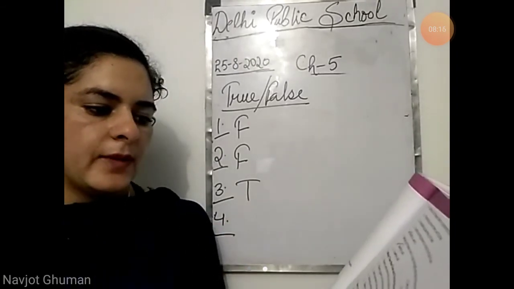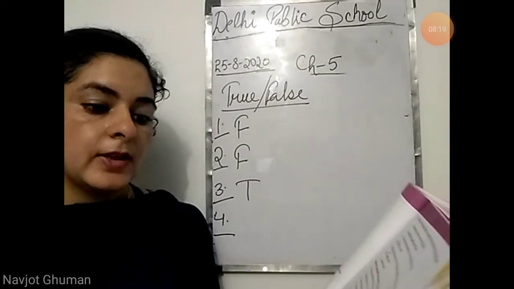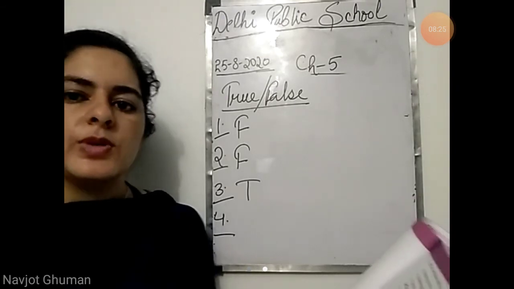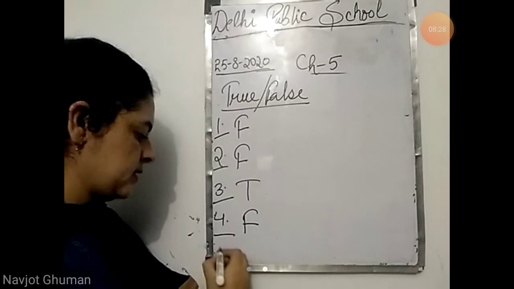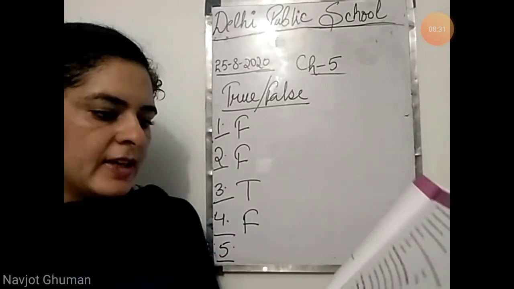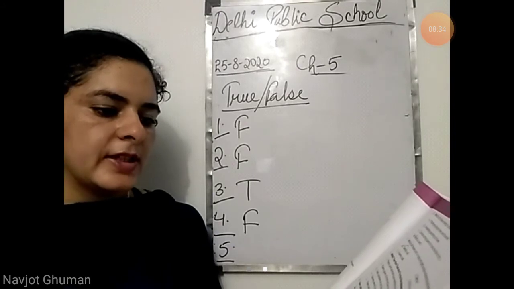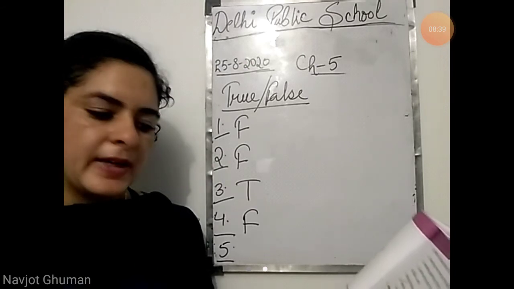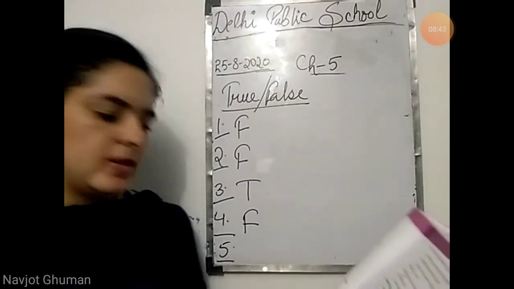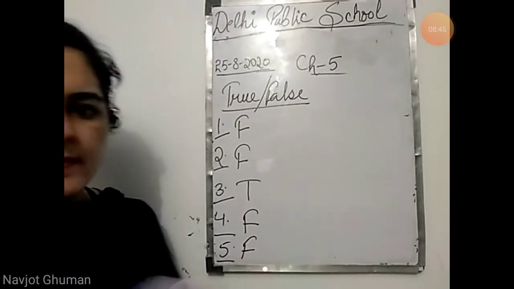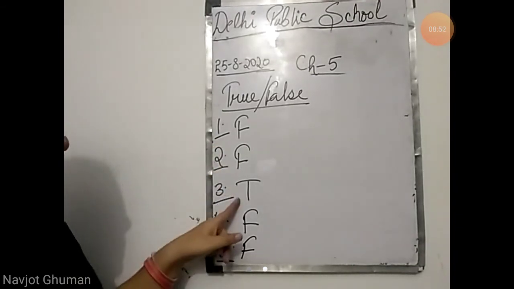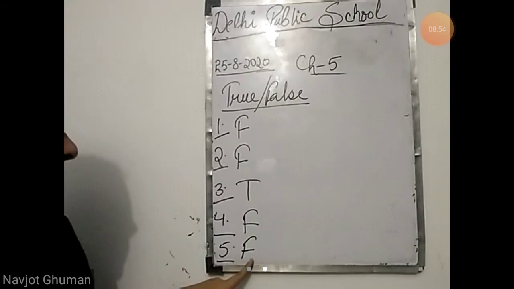Strong winds, heavy rainfall and cutting down of trees decrease soil erosion. This is wrong, because these factors increase soil erosion. So that is false. Trees and bushes should be planted to increase soil erosion. False, because trees and bushes should be planted to decrease soil erosion. So that is also false. First is false, second is also false, third true, fourth false and fifth is also false. So this was true false.